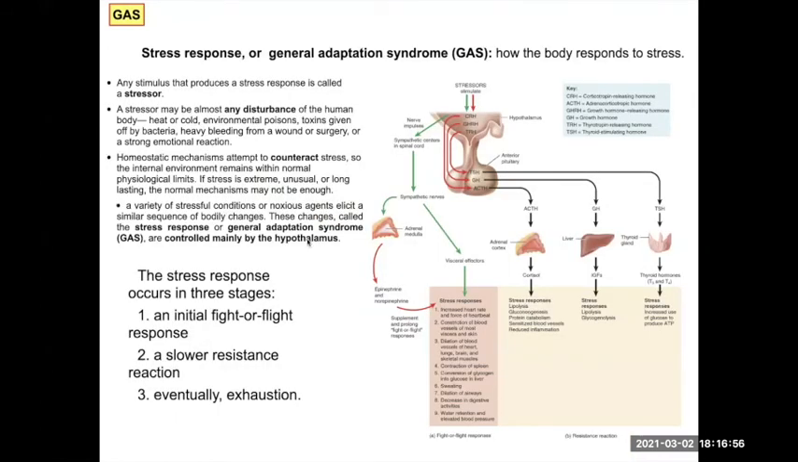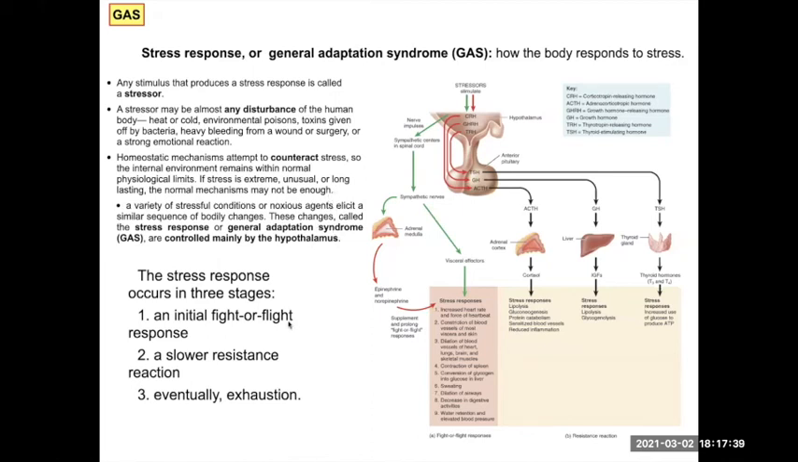So as far as the stress response goes, sometimes known as general adaptation syndrome, this is basically how the body responds to stress. And stress is a very wide term here. Anything that's producing a stress response is a stressor. Could be good stuff, could be bad stuff. But any disturbance to those physiological parameters, heat, cold, environmental poisons, anything like that, is a stressor, and there are all these homeostatic mechanisms used to counteract those stresses.